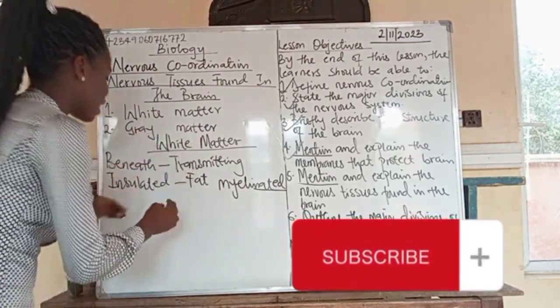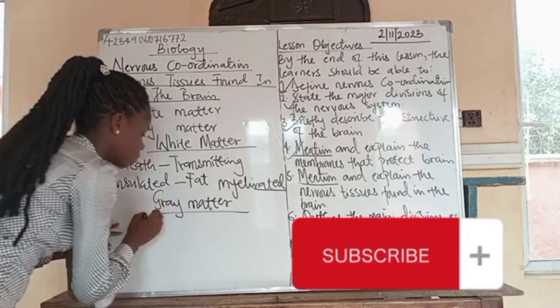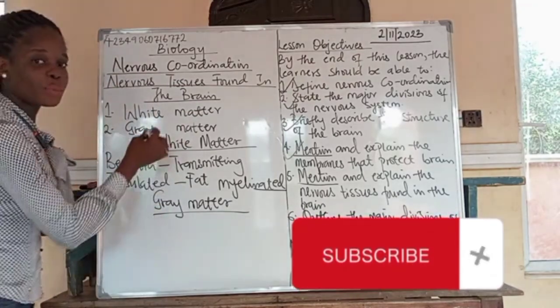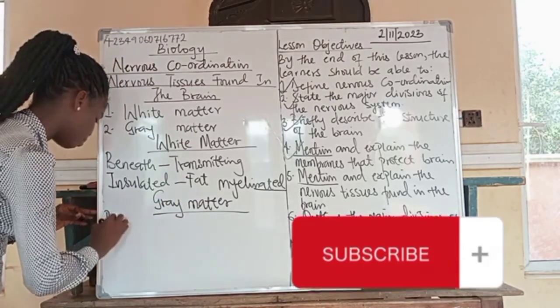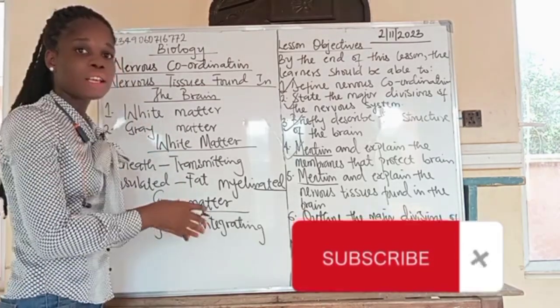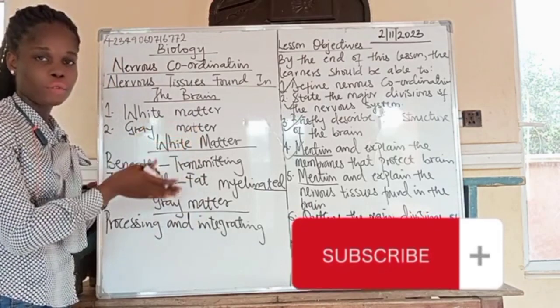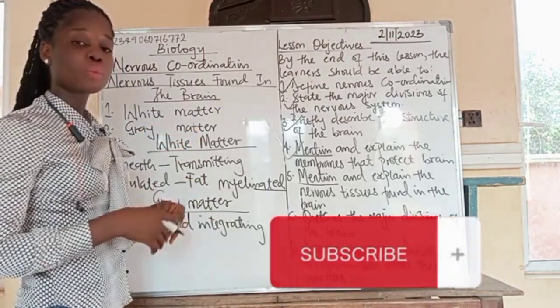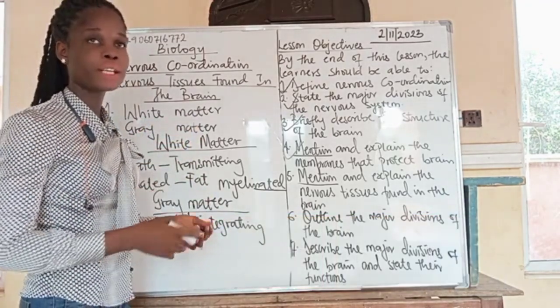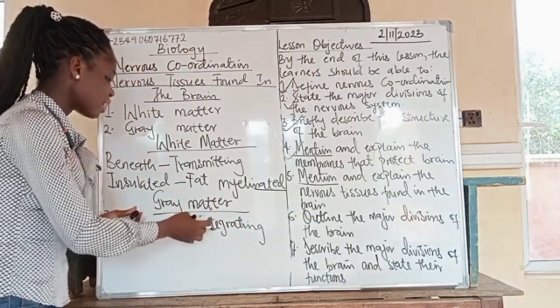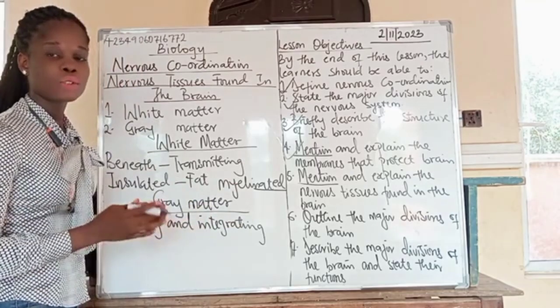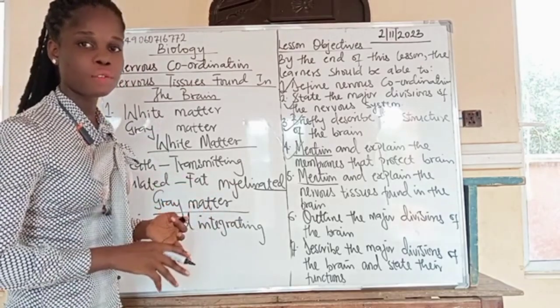We leave the white matter and we go over to the grey matter. The grey matter is responsible for processing and integrating information. The grey matter is located on the outer covering of the brain. But then the grey matter can also be found in some deep structures of the brain, like the basal ganglia and the thalamus. The grey matter is made up of cell bodies of neurons and a network of blood vessels.